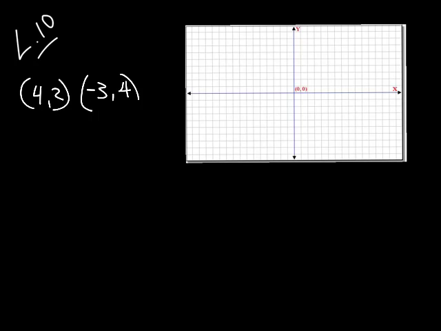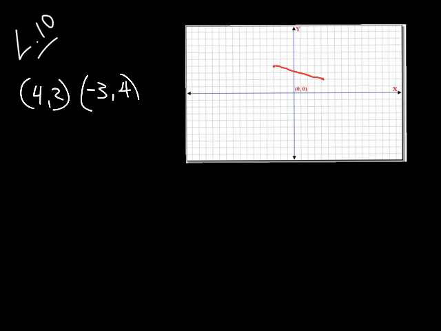So let's graph 4, 2. 1, 2, 3, 4, 1, 2. Probably should do it with another color other than white, since I'm trying to do it on a white piece. There's 4, 2. -3, 4: -3, 1, 2, 3, 4. It's right there. Okay, so there's my 2 points, and they want to know how far it is between here and here.